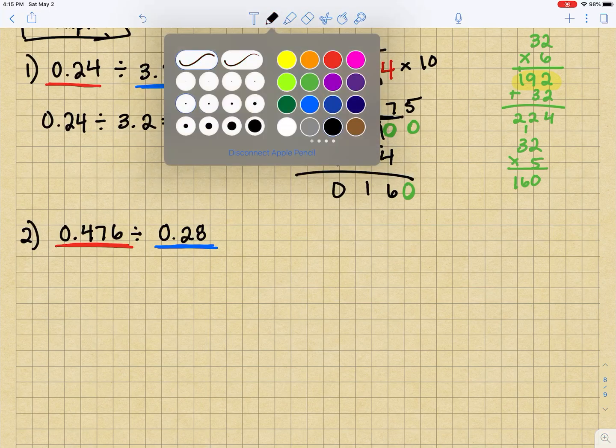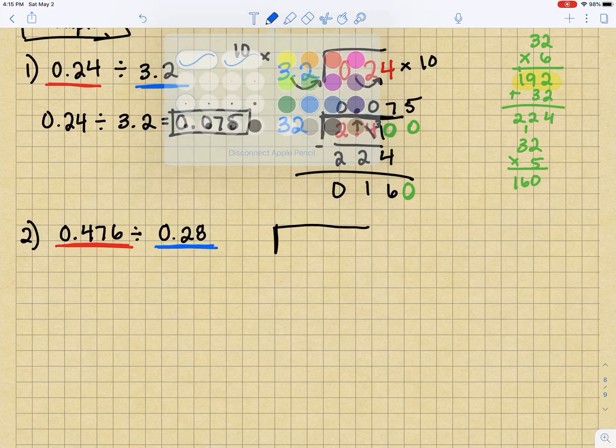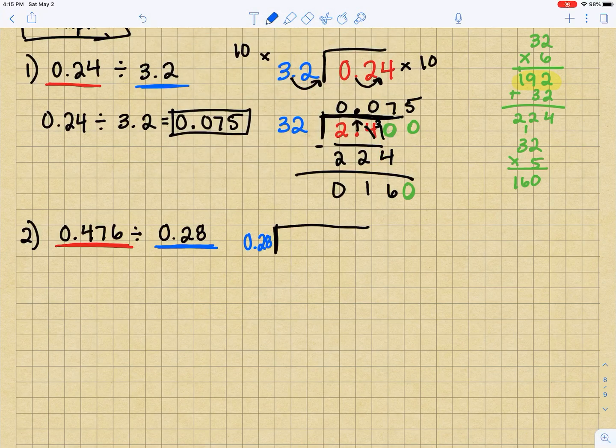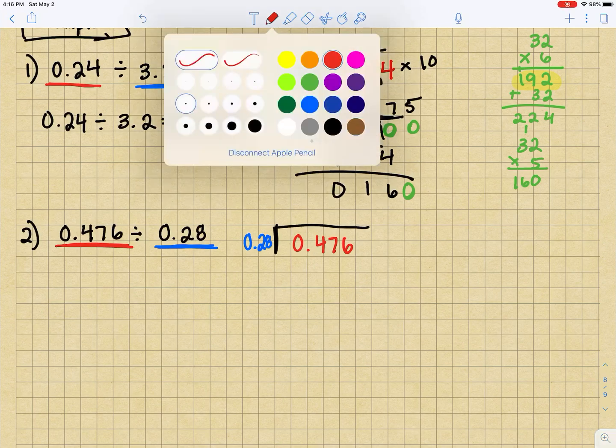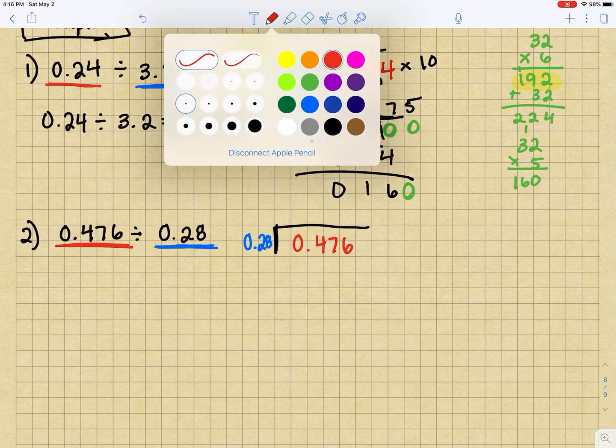So let's go ahead and set up some long division here. So 28 hundredths is going to go on the outside. And 476 thousandths goes on the inside. Okay, so remember, our goal is to make this 0.28 or 28 hundredths a whole number. If we use the same method we did last time, right? Last time we multiplied by 10. So let's see what happens.